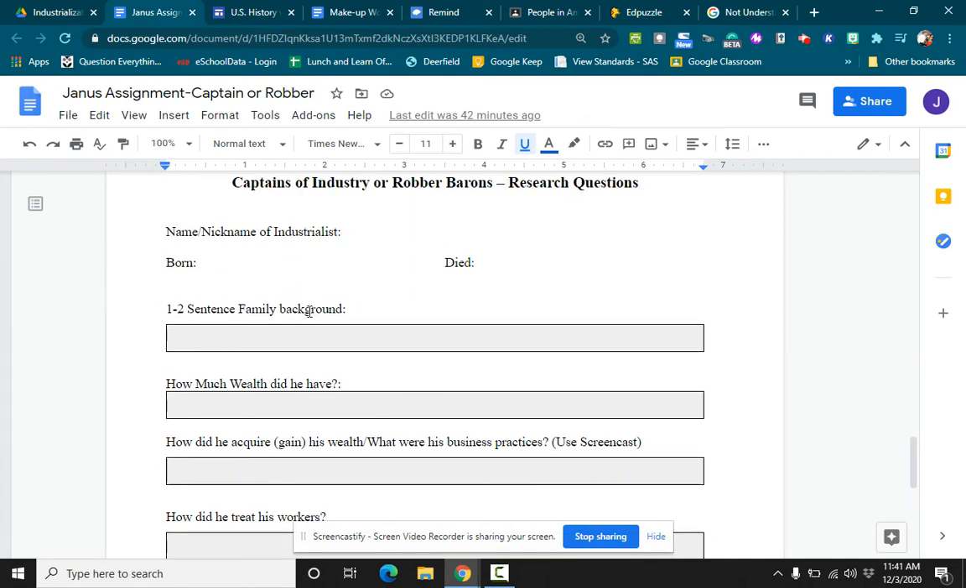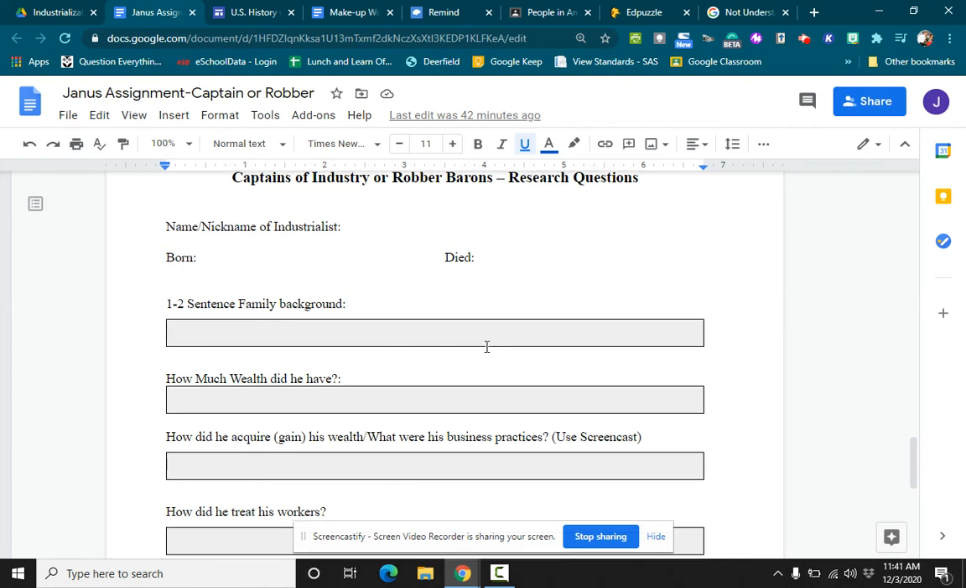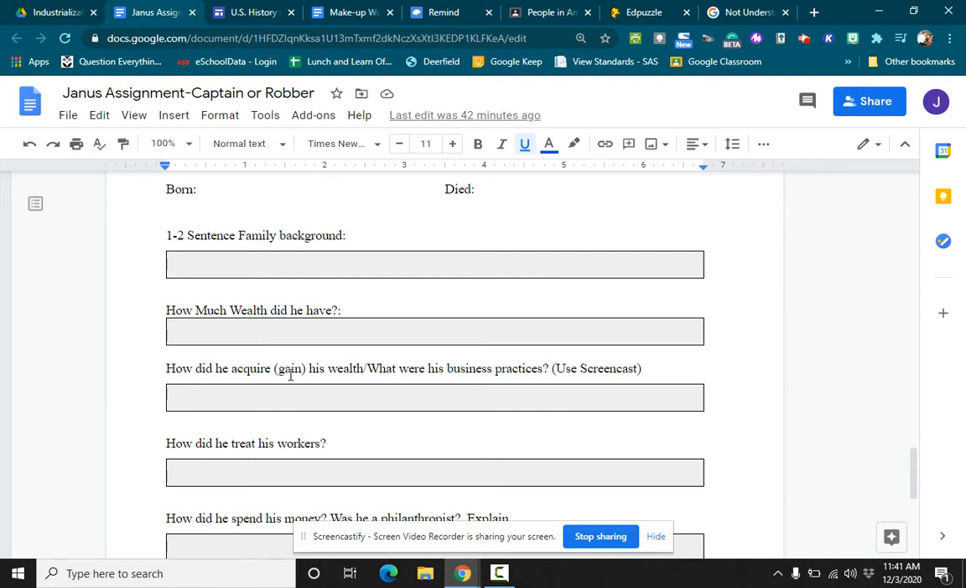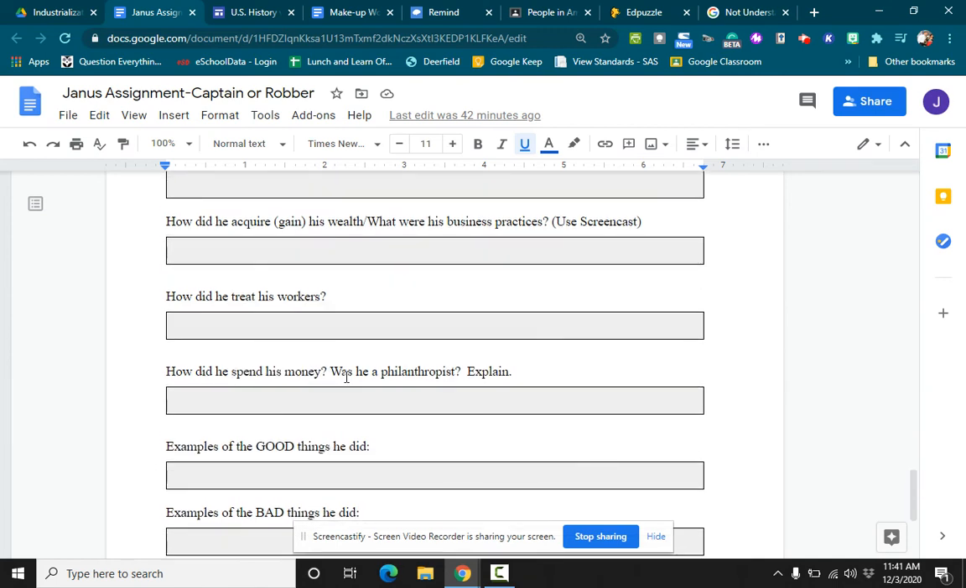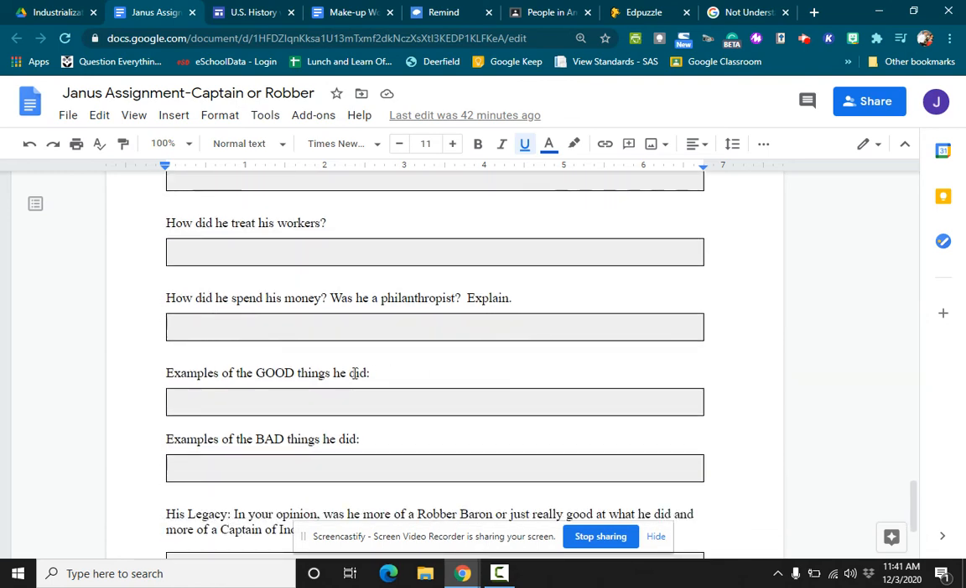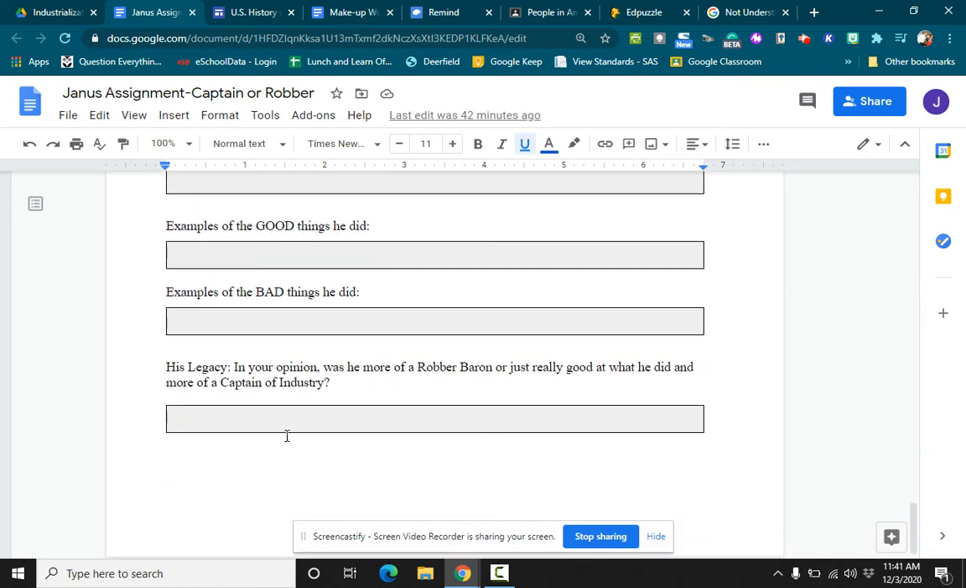Name, born, died, and very little information about their background. One sentence is fine with me. One interesting thing about them or their family, about growing up, whatever. Tell me how much wealth they had and how they acquired it: was it passed down from family, were they just an industrialist? What were their business practices? This is probably the most important part of the whole thing. You're looking for the things in that screencast. How do they treat their workers? How do they spend their money, meaning were they a philanthropist? Did they donate it? What are some good things, some bad things? And then finally, are they more of a captain of industry or more of a robber baron?